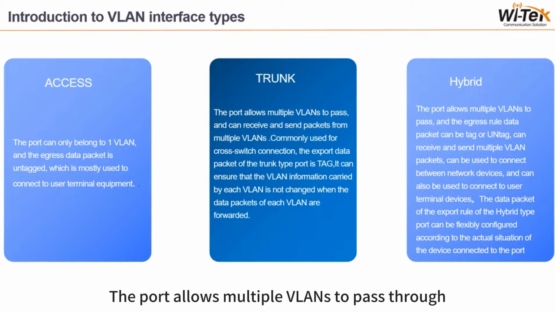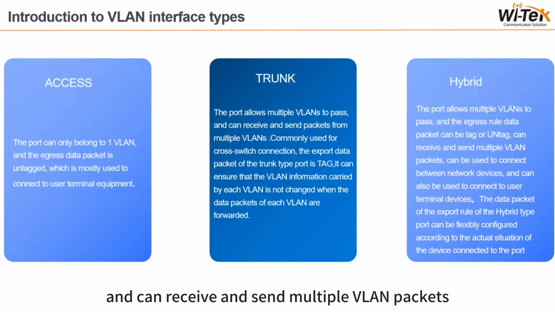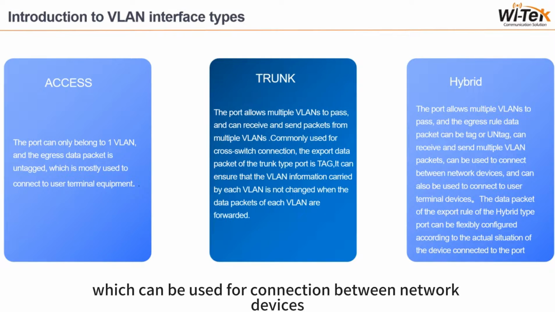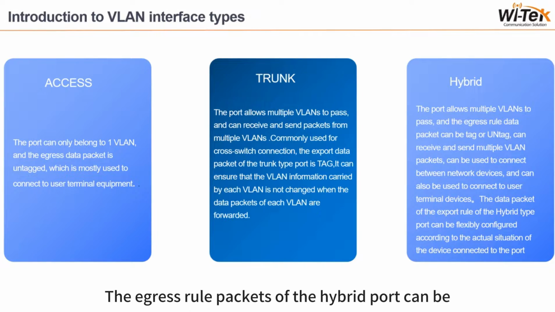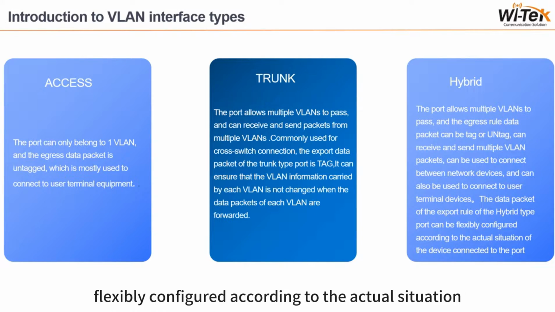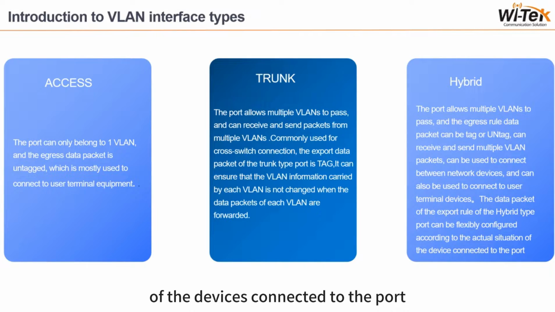Hybrid. The port allows multiple VLANs to pass through, and the ingress rule packet can be tagged or untagged, and can receive and send multiple VLAN packets, which can be used for connection between network devices, such as switches, or for connecting user terminal devices. The ingress rule packet of the hybrid port can be flexibly configured according to the actual situation of the devices connected to the port.